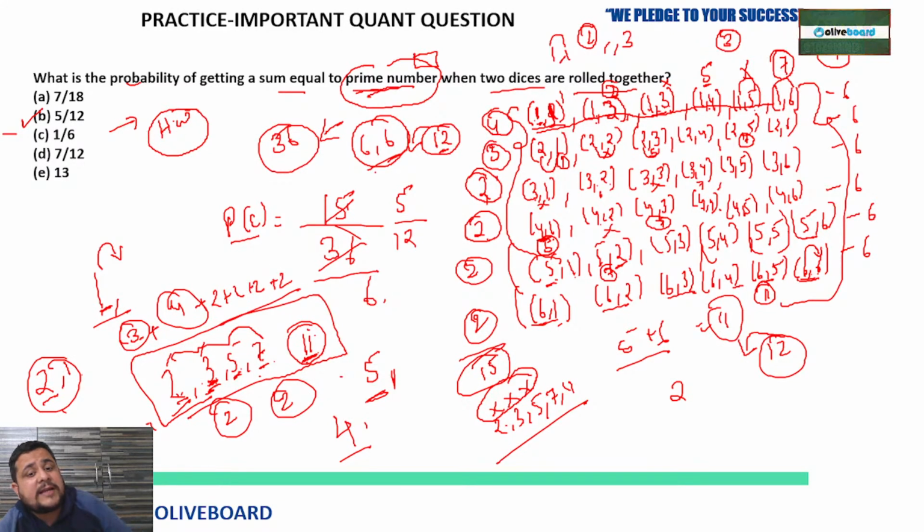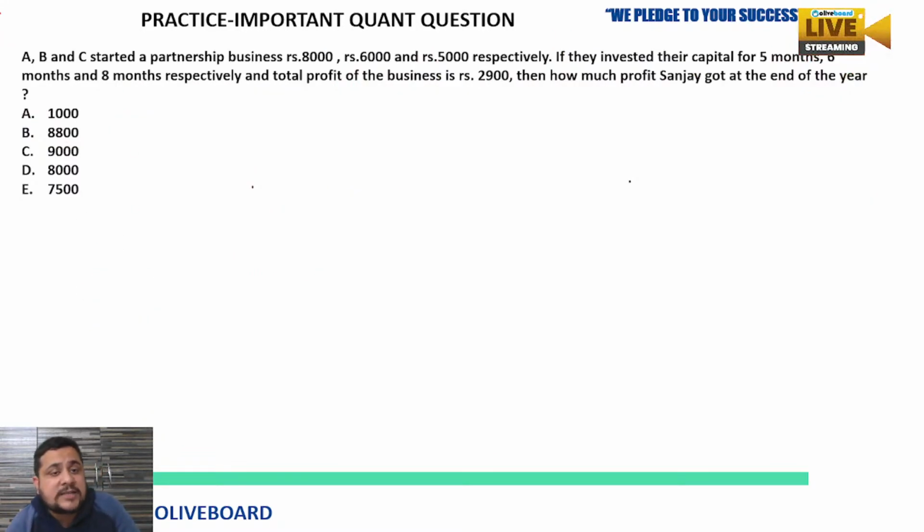So that's why we are getting all the 15 cases like that. How many such combinations are there where we are getting the sum equal to a prime number? Those combinations are 15. 15 upon 36, so you will get 5 by 12. So this is the probability. Option B will be the correct answer. Let's move on to the next one.